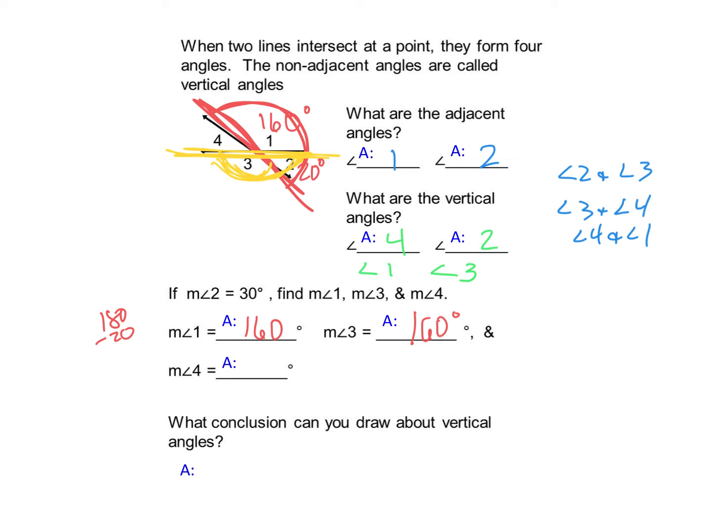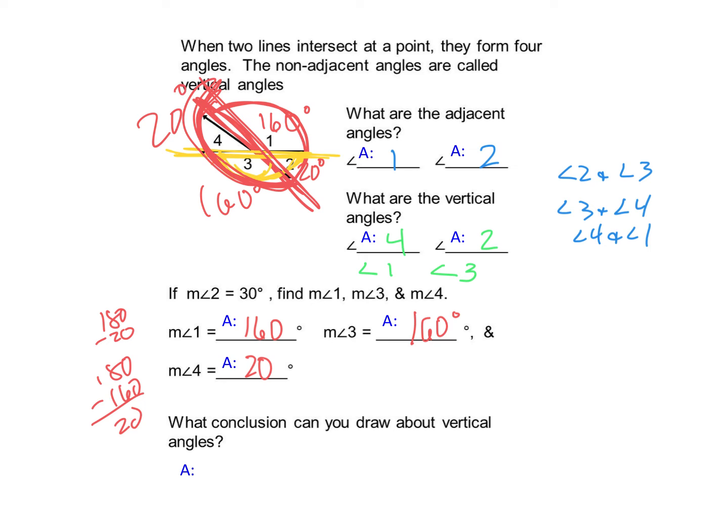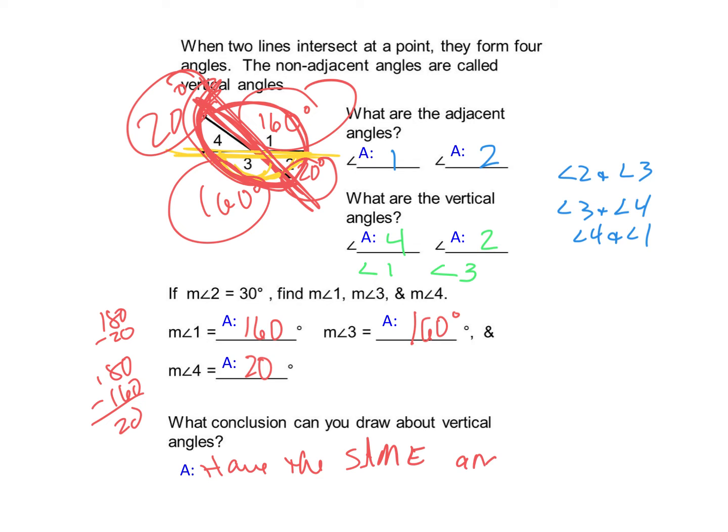Measure of angle 4. So now I'm looking at this red line again. Measure of angle 3 is 160 degrees. Right there, I see those are supplementary angles, so they add up to 180. So that means 180 minus 160 is 20. So measure of angle 4 is 20 degrees. Do you see that your vertical angles have the same measure? What can you conclude about vertical angles? They have the same angle measure.